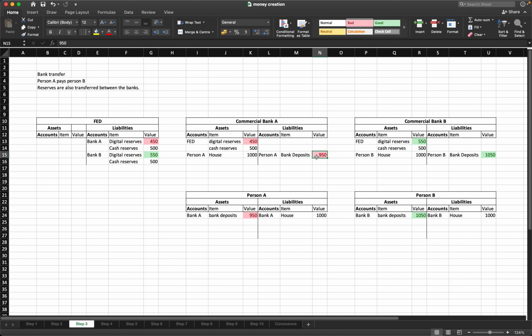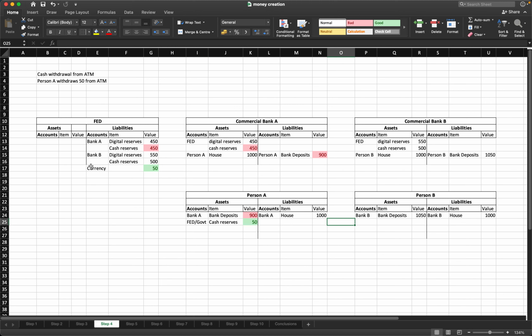So 950 here, 950 there, 1050 there, and 1050 there. What also happens is behind the screens, 50 digital reserves from commercial bank A are transferred to commercial bank B. This is also mirrored in the Fed's balance sheet, where bank A has 450 and bank B has 550.